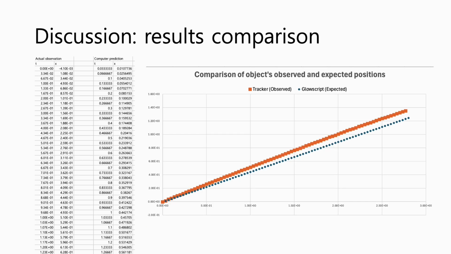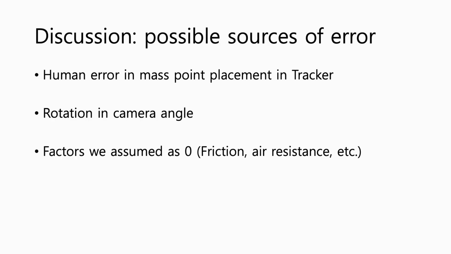Then I put these data into Excel program and compared them in a single graph. We can see from this that our prediction through GlowScript and the actual motion we observed through Tracker is very similar. This shows that the object traveled in constant velocity with zero net force, which supports Newton's second law. There is some deviation in the latter part, let's address that.